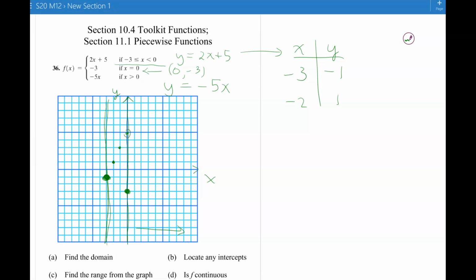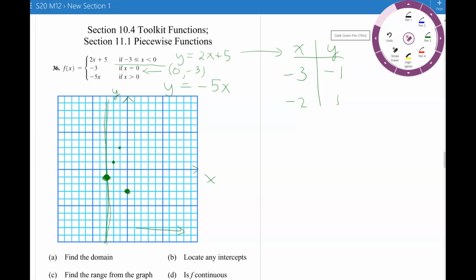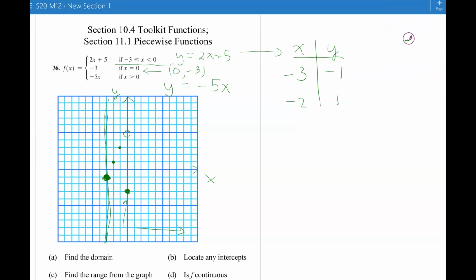But when you get to x is 0, make sure that you make that an open circle, because the function is already defined as -3 at that point, and a function can't have two y values for one x value. So we have this piece of a straight line, so we call this a line segment. And the graph doesn't exist for x values smaller than -3.